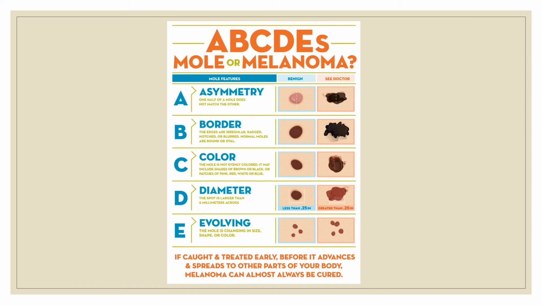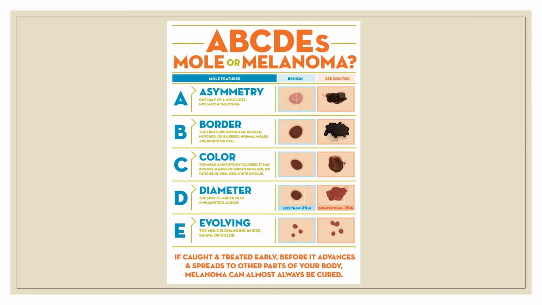So we just said red, white, blue, black, gray, and brown. That's very typical for the colors of melanoma. So the color may not be evenly distributed. That's another thing to look for. It'll have all kinds of different shades of the colors we just talked about. Then there's diameter. The spot is larger than 1 millimeter across. So the diameter will be large.